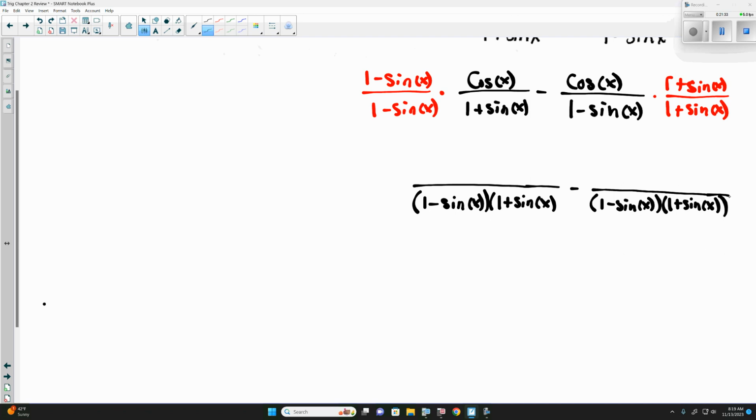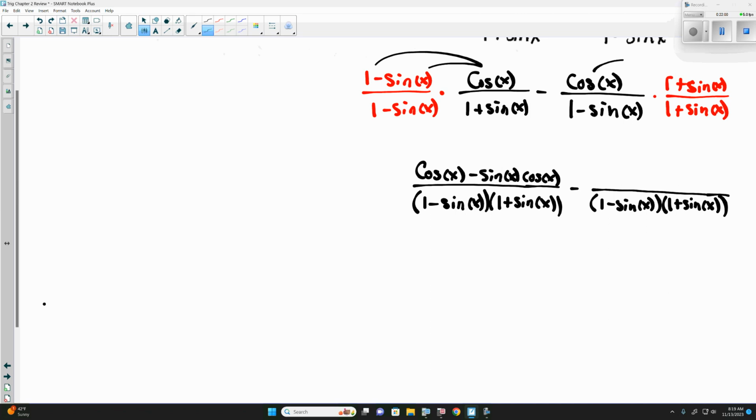We'll leave them as this here, and if it turns out we do need to multiply them through, it's not too big of a deal to do that. The numerators distribute cosine. Cosine times 1 is going to be cosine of x. Cosine times negative sine is negative sine of x cosine of x. We could have written those in any order.